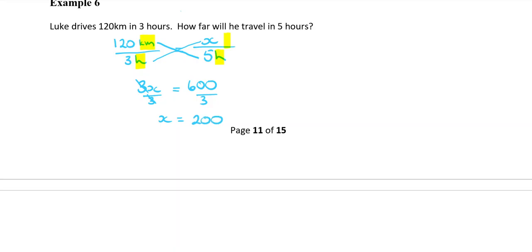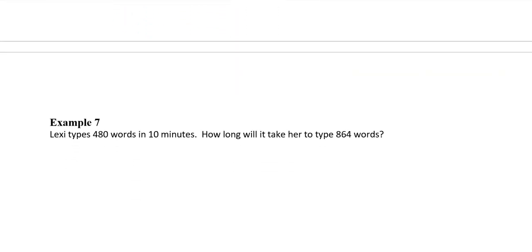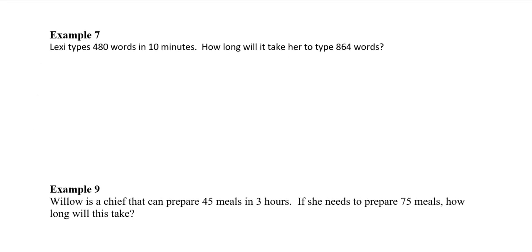And remember that X is representing how far he traveled, so that's going to be in kilometers. So he could do 120 kilometers in 3 hours, or he can do 200 kilometers in 5 hours is what we've worked out. Next page for a few more like that.